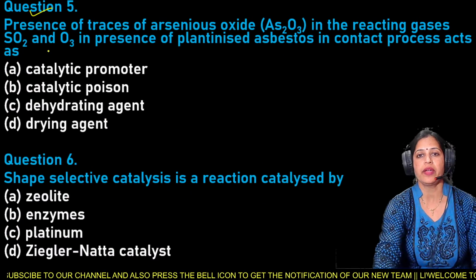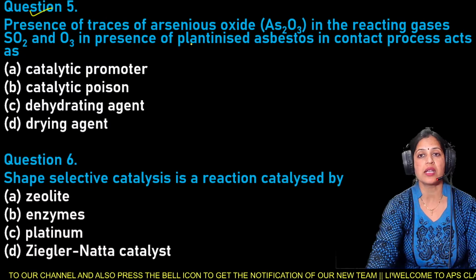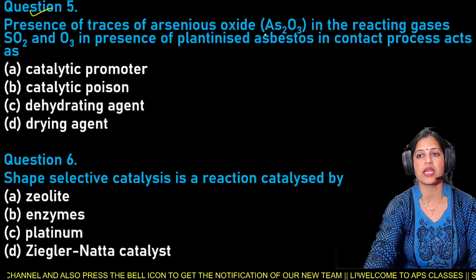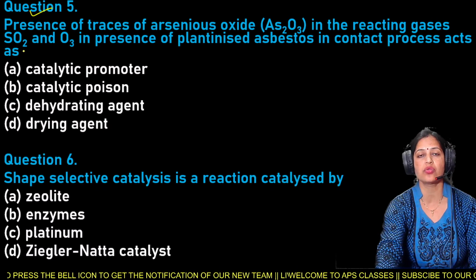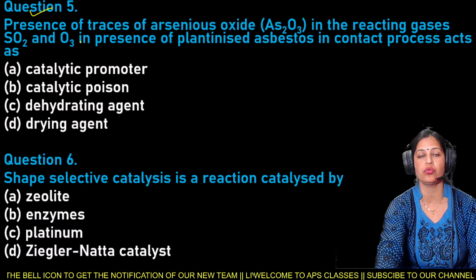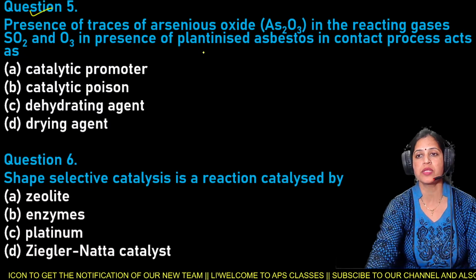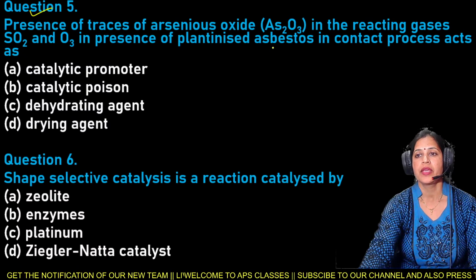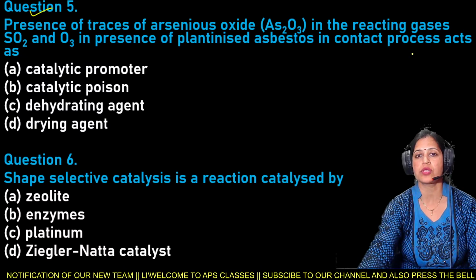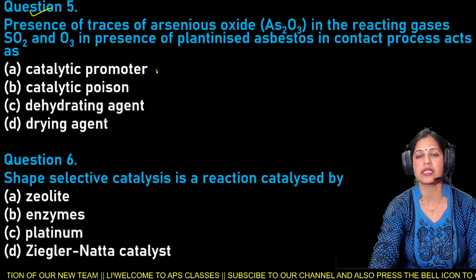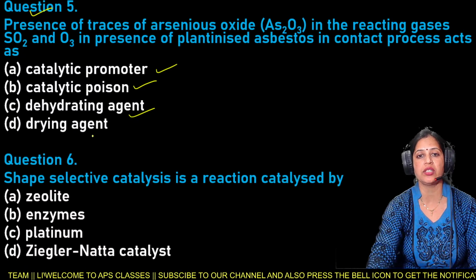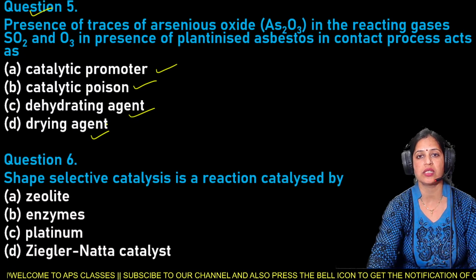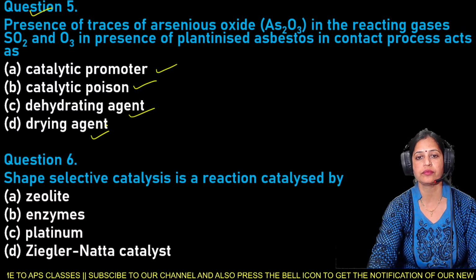Next is question number 5. Presence of traces of arsenic oxide, that is As2O3, in the reacting gases SO2, that is sulfur dioxide, and O3, that is ozone, in the presence of platinized asbestos in contact process, act as either catalytic promoter, catalytic poison, dehydrating agent, or drying agent.